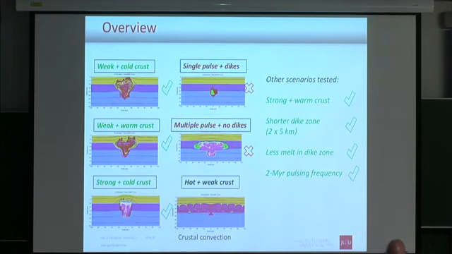So just to give you an overview, if you have a weak and cold crust, then we have a very localized one. If you have a weak and warm crust, then it's a bit more difficult to make it up to the surface. If you have multiple pulses and no dikes, it will not make it at all into the lower crust, and a single pulse will also not work. So we have tested a few other phenomena or scenarios, and they all give more or less similar results.